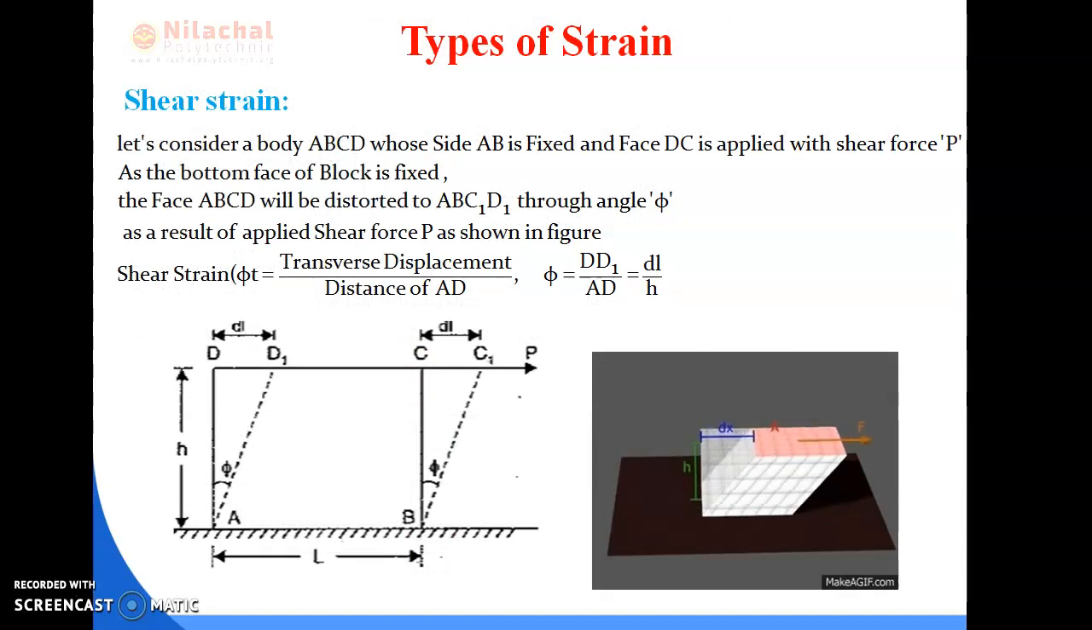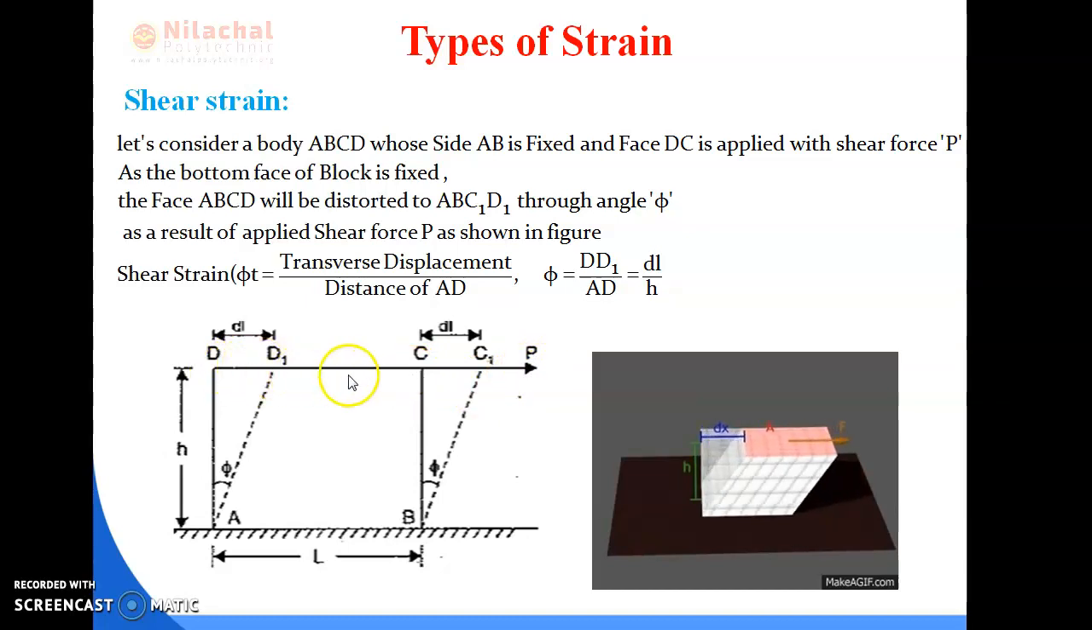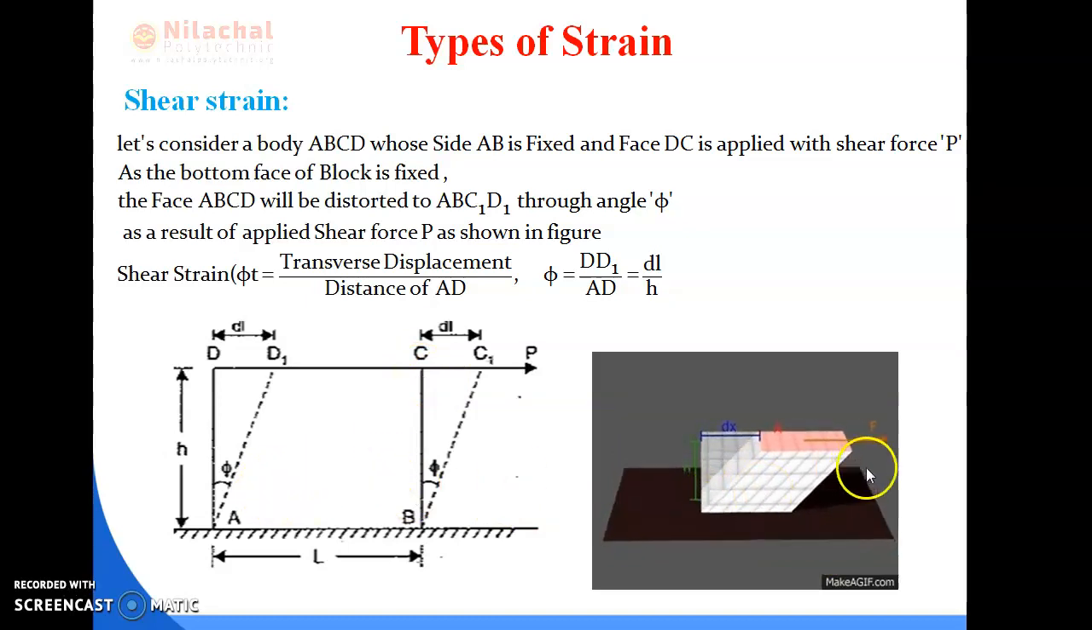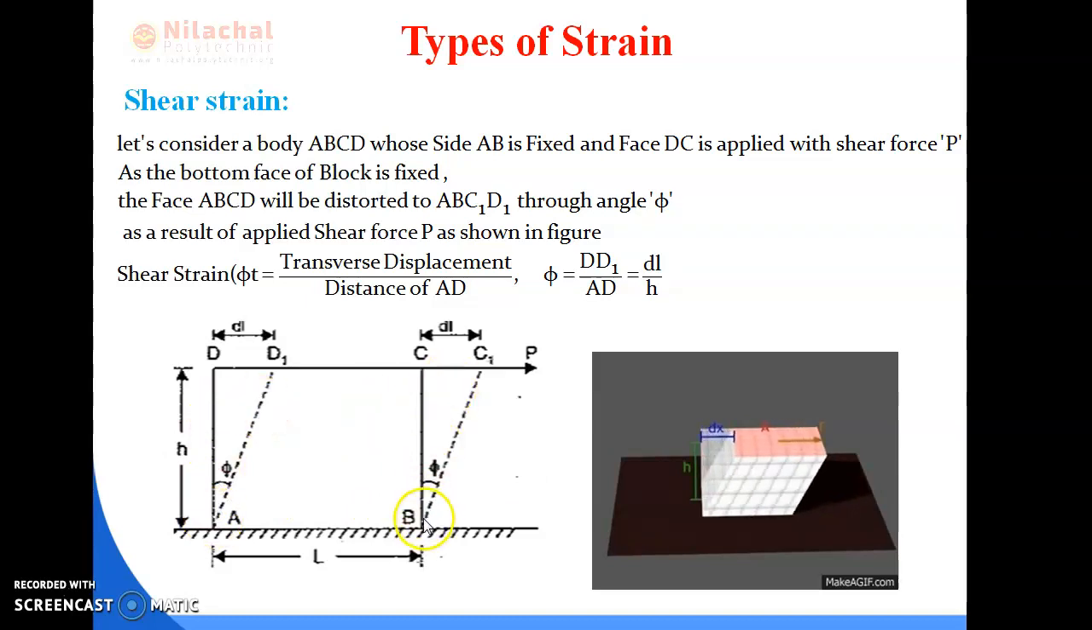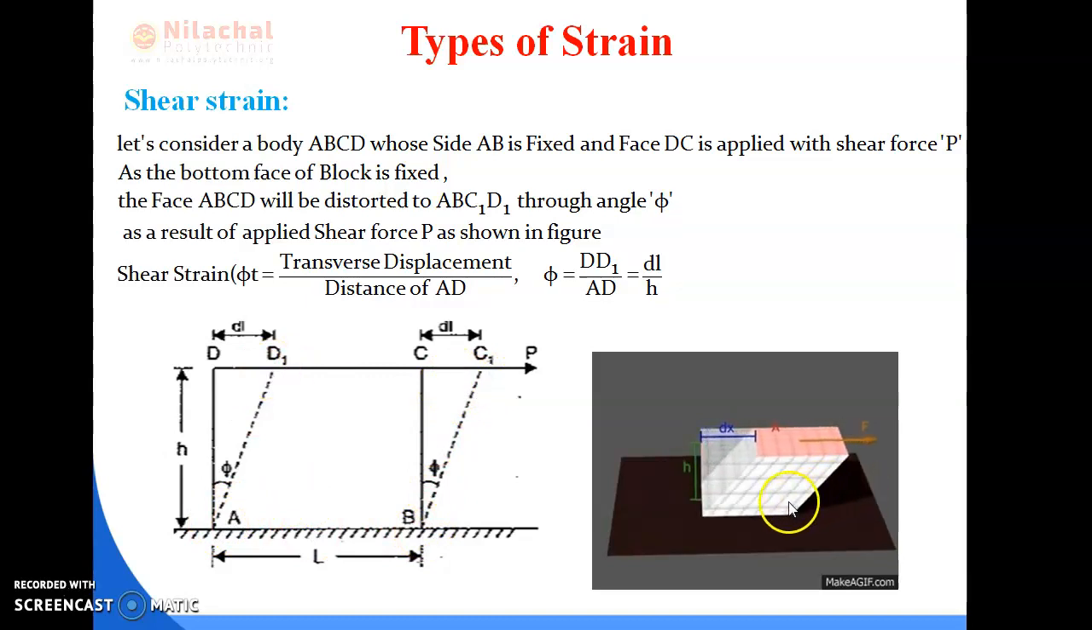The next term is shear strain. Let us consider a body ABCD where AB is fixed and CD is free. Now we apply the load P, such that the line of action of force is parallel with the surface of the body, that is CD, due to which the body ABCD distorts to another body ABC1D1. As shown in the animation, during application of load P, the body is deformed with angular deformation phi.